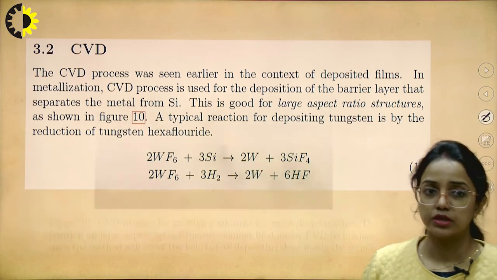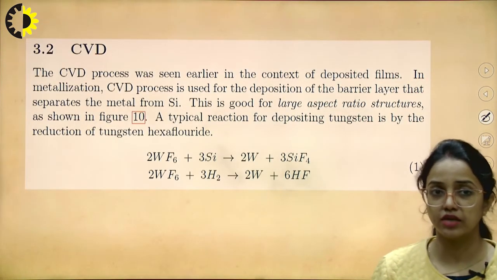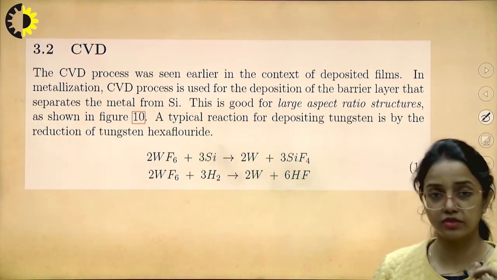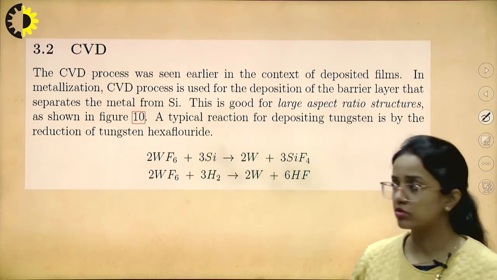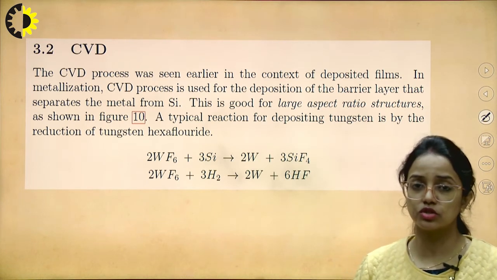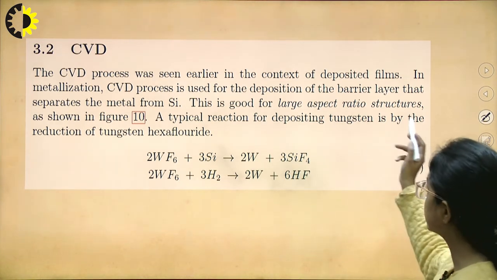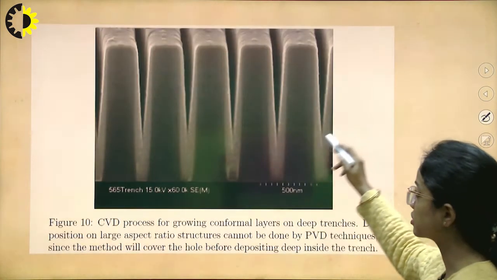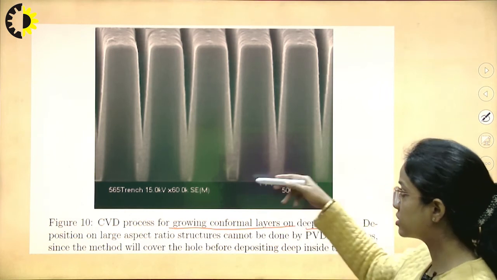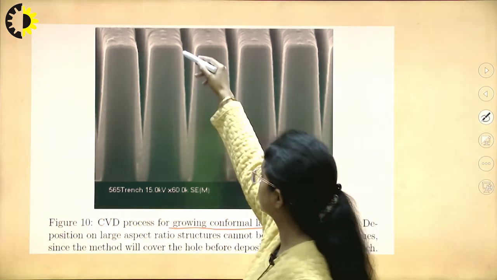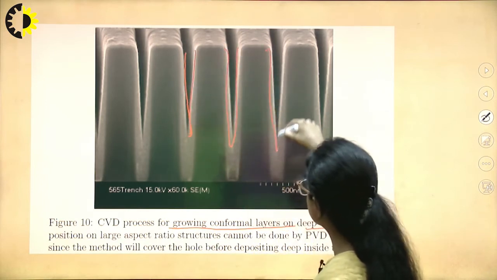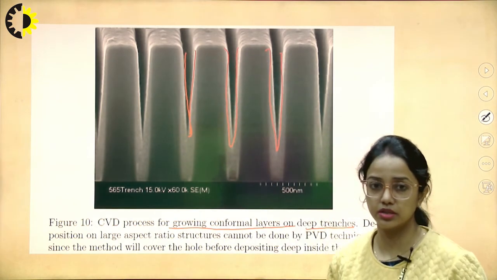Next is chemical vapor deposition. We have previously seen chemical vapor deposition in the context of deposition, not in metallization. So it is also used here, and the method is almost the same. The CVD process is used for deposition of barrier layers, and this is good for large aspect ratio structures. In this CVD process, for growing conformal layers in deep trenches, we have to achieve this trench, and this is done when we go for chemical vapor deposition.